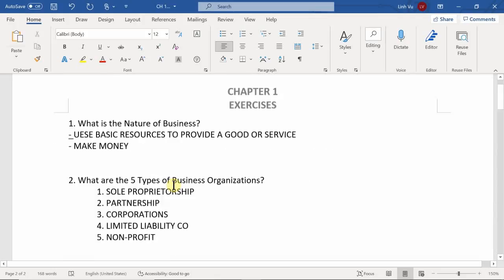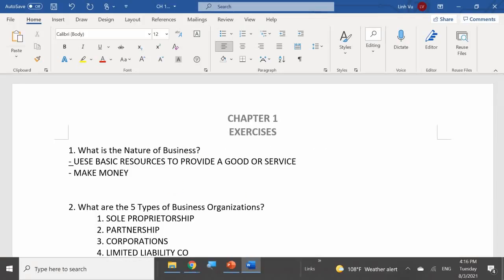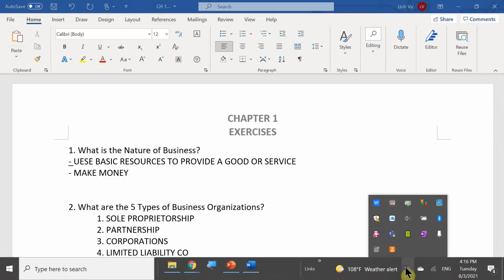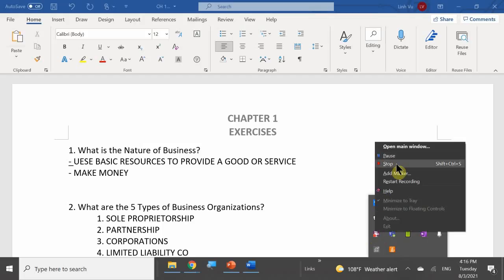There you go. We're finished with chapter one. Okay. So homework for tonight is going to be to read chapter two and chapter three. Okay. Because tomorrow we will have time to go through both chapters. Okay.